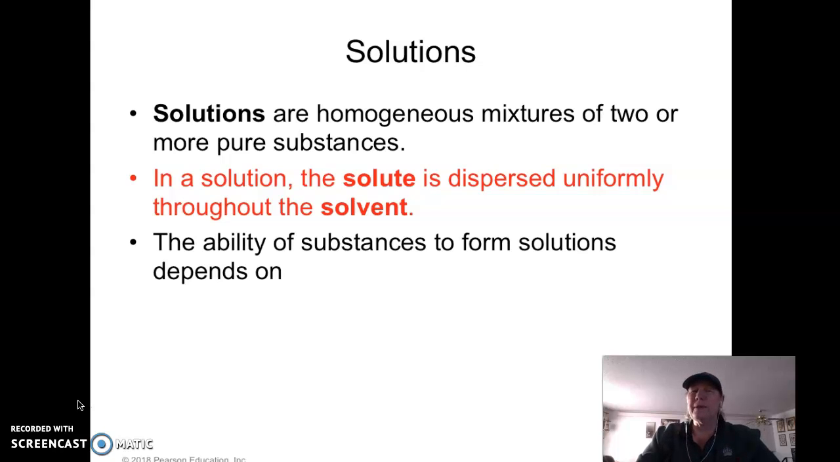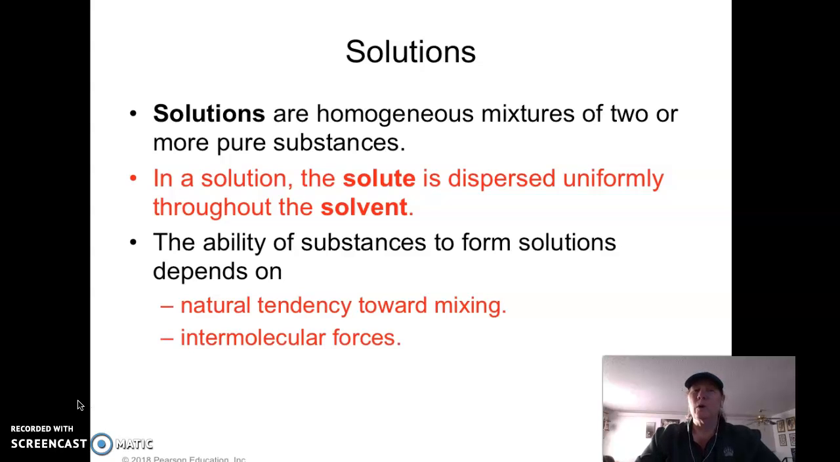Okay. The ability of substances to form a solution depends on several things. One of them is, do they like to mix? Do they have a natural tendency toward mixing? One is the intermolecular forces. We talked about those before. That's like the dipoles and the London dispersion forces. So the forces in between the molecules.